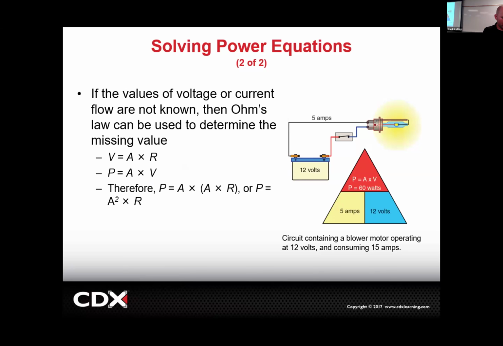Let's say this one, for example. We've got 12 volts at 5 amps. How would we determine how much power this bulb is? Well, we would do 12 volts times 5 amps, 12 times 5. We come up with 60 watts. Interesting. That's a 60 watt light bulb. So when you buy a 60 watt light bulb, you're getting a measurement of power. A 60 watt light bulb, you're expecting a certain amount of light.